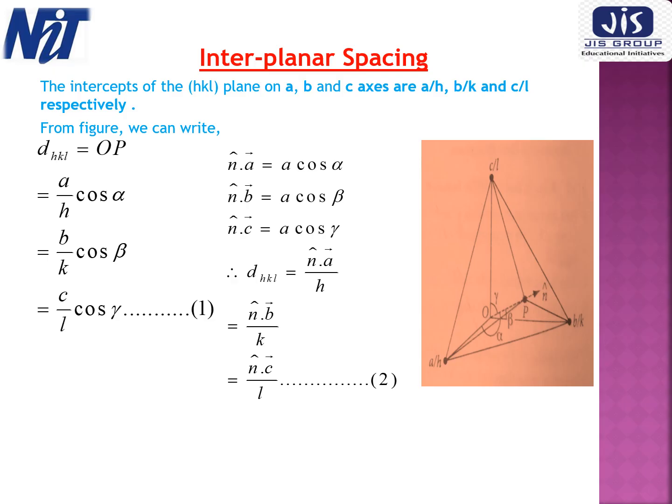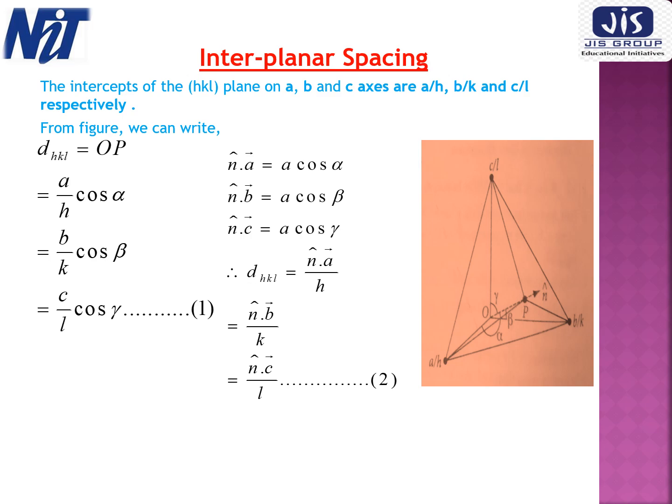So here, if the intercepts of the HKL plane on the A, B, C axes are respectively a by h, b by k and c by l, which is shown in the figure, then from the figure we can write d_hkl is equal to OP. This is equal to a by h cos alpha. That will also be equal to b by k cos beta. That will be equal to c by l cos gamma, where alpha, beta and gamma are the angles between the normal to the plane and the a, b and c axes respectively.